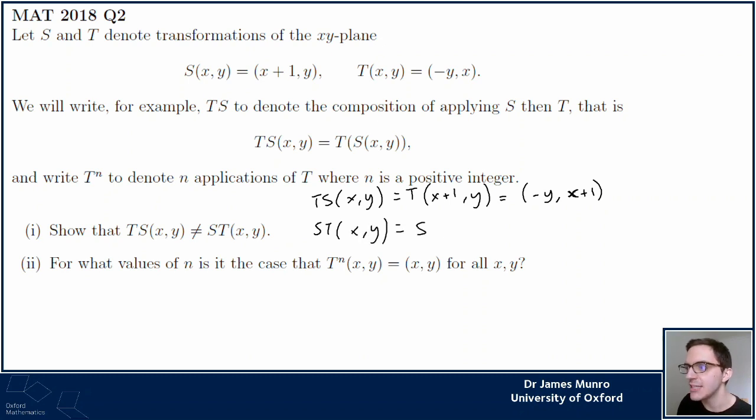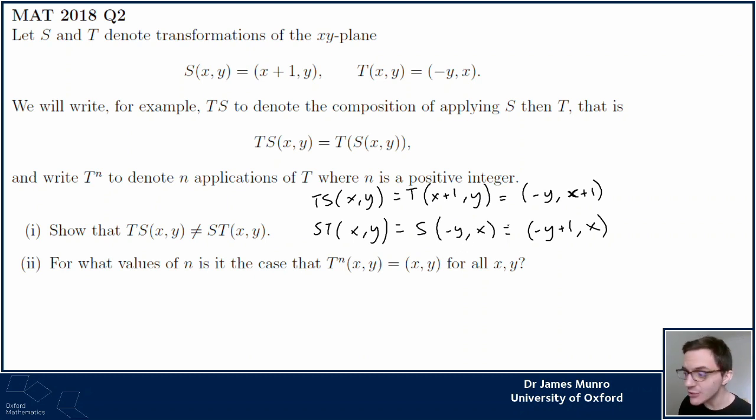So I'm going to apply T first. That's going to give me (-y, x). And then I'm going to apply S to this. That'll give me (-y + 1, x). Okay, and the question is, show these things are not equal. I mean, they're obviously not equal, right? They've got different numbers going on.